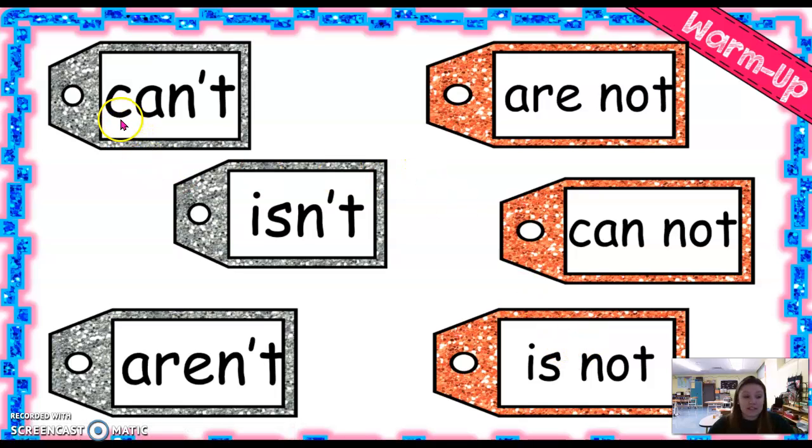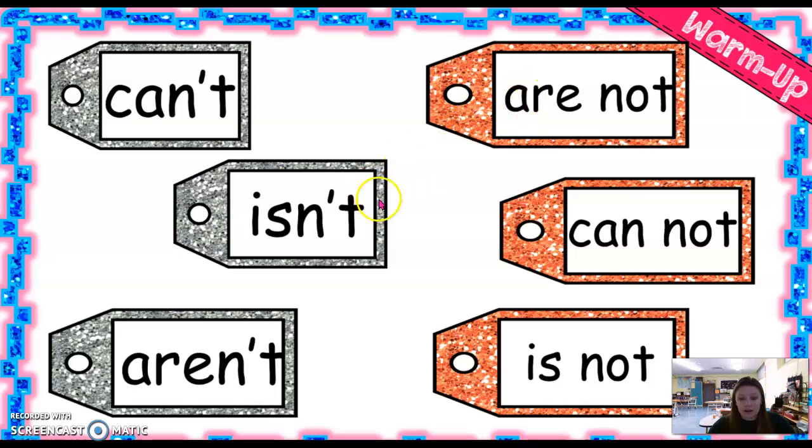I'm sure you see the beginning that says can before apostrophe T, and you can tell which one it matches because cannot begins with can also. You could say, you cannot have any more candy. You could also say, you can't have any more candy. That's the same match.